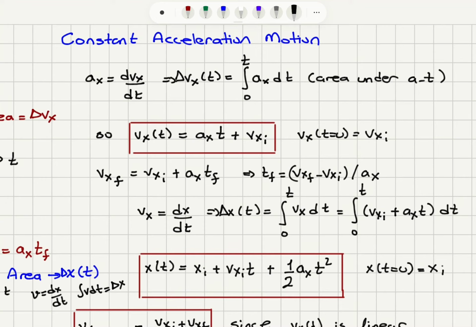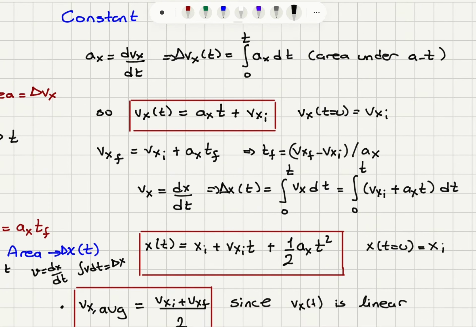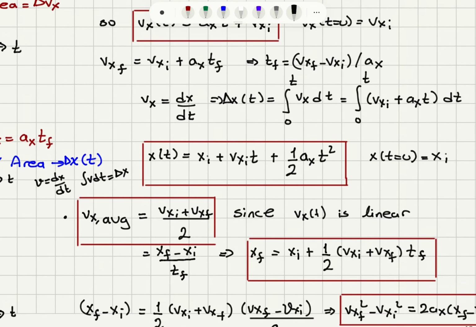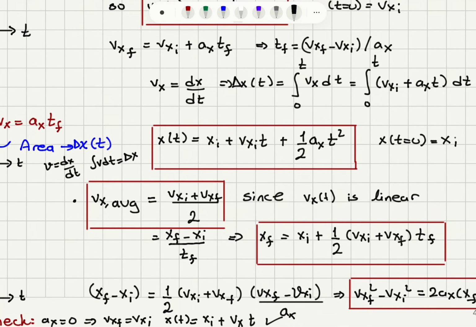Because Vx is Vx initial plus Axt, if I take the integral from 0 to t, this will give me Vx initial times t plus 1 over 2 axt squared is equal to delta x, which is xt minus x initial, or x at time t is x initial plus Vx initial times t plus 1 over 2 axt squared. So x initial is the value of the position at time t equal to 0.